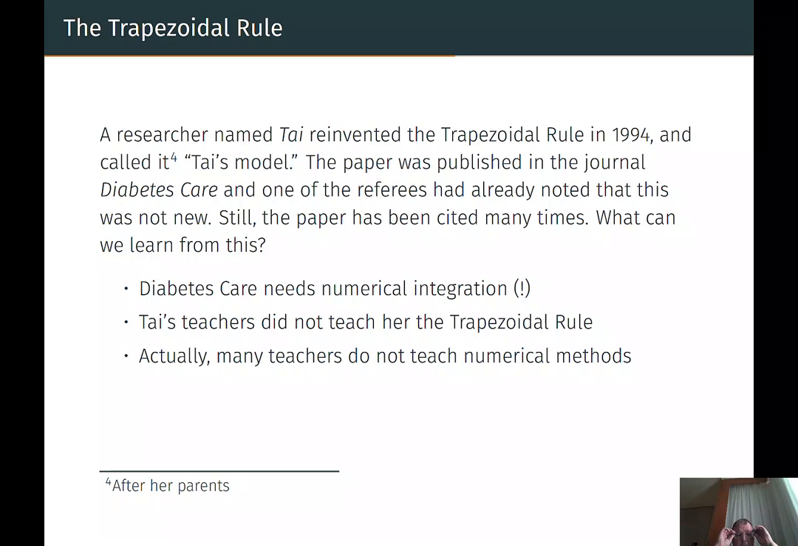There are other methods for integrating things numerically. You don't just have to use the left or the right-hand Riemann sum. One of the most famous ones is called the trapezoidal rule. And it's so useful that some people keep reinventing it.